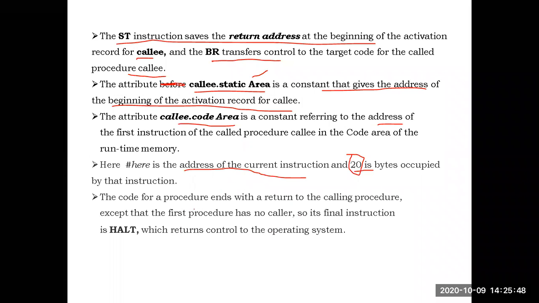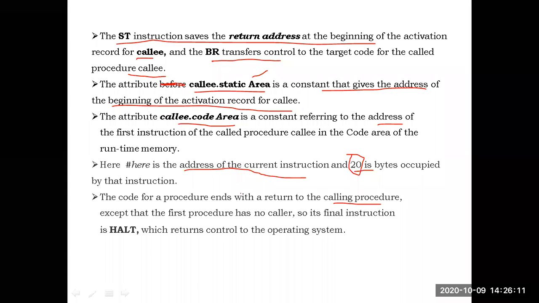Finally, the code for the callee will be executed after the callee function is over. The return statement will return back to the calling procedure. After coming to the calling procedure, what will happen? If there is no other calling procedure for this calling procedure, finally halt will execute.